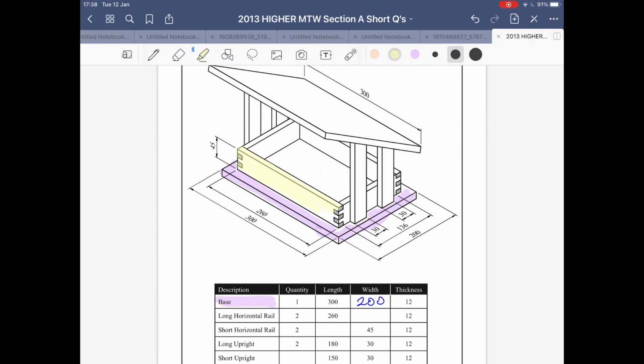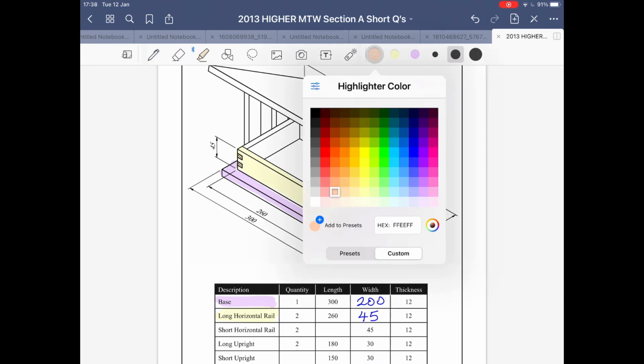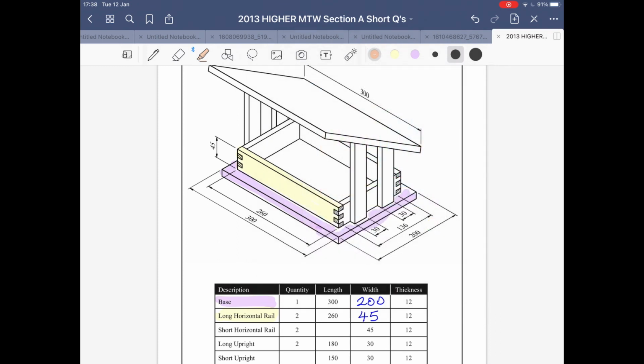Next thing they asked us for was the long horizontal rail, I think they called it. Again, highlighting that, looking at the numbers we've already been given. It told us already that it was 300 long, and the dimension we're missing is that height down there at the end, 45. And it's already 12 millimeters thick, that's already written in. So the point of this question is to look at what they've already given you.